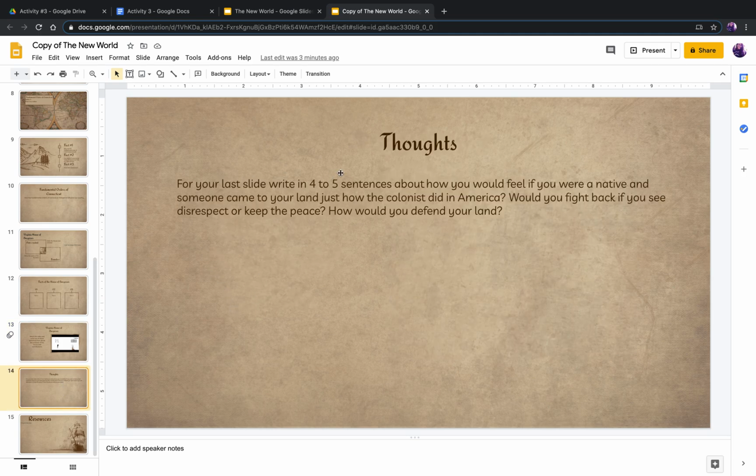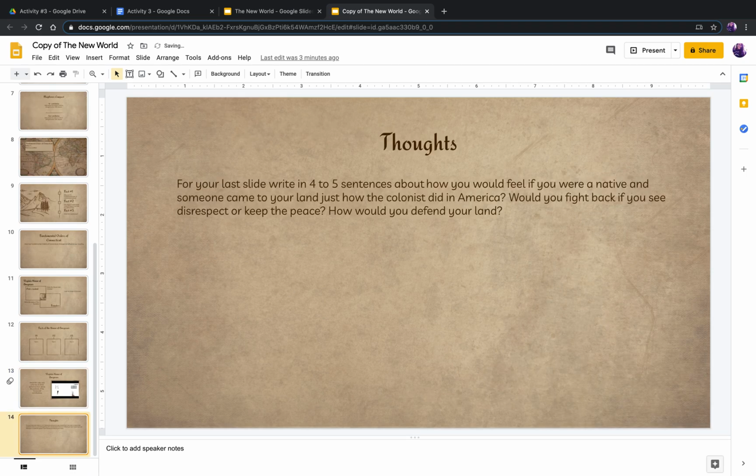And then to finish off, you will write 4 to 5 sentences about how you feel. How would you feel if you were a native and someone came up to your land, just how the colonists did in America? Would you fight back if you saw disrespect or them trying to take over, or would you keep the peace and be mindful? Or how would you defend your land if that were to happen? And then you may ignore that slide.